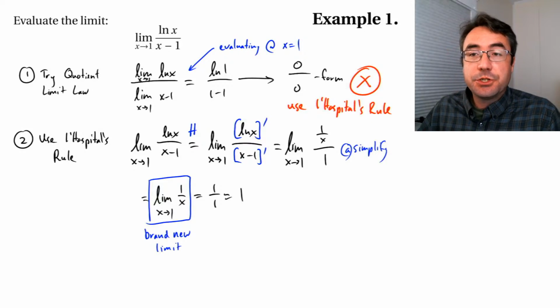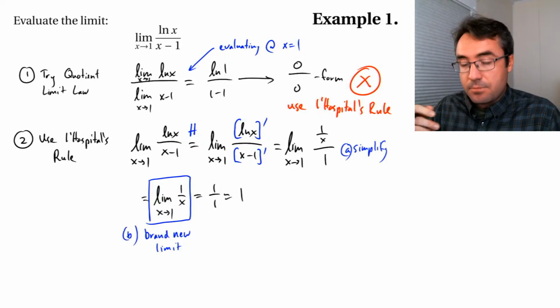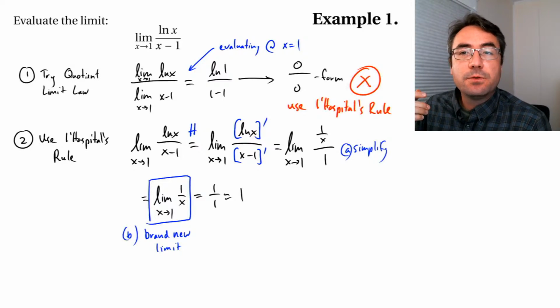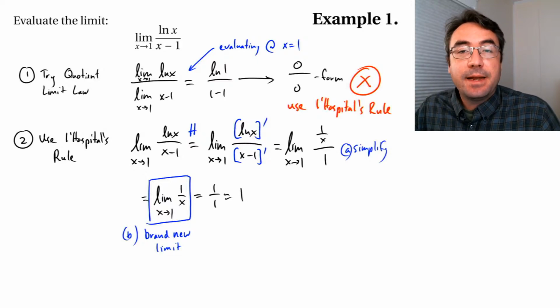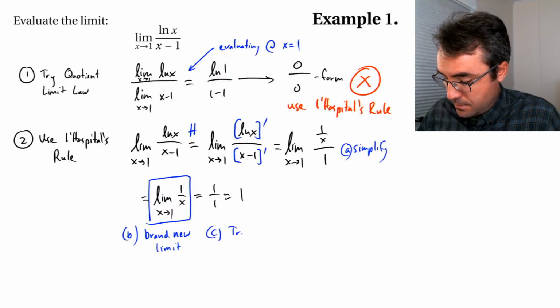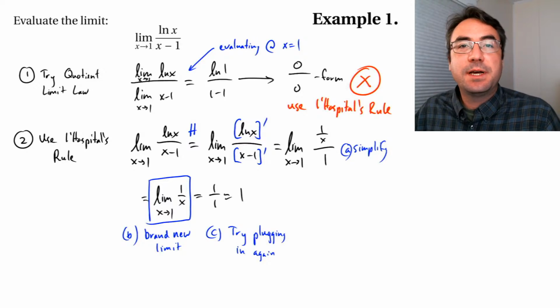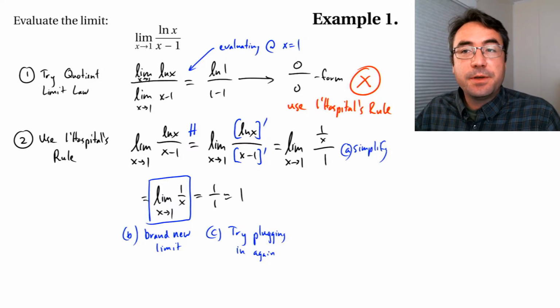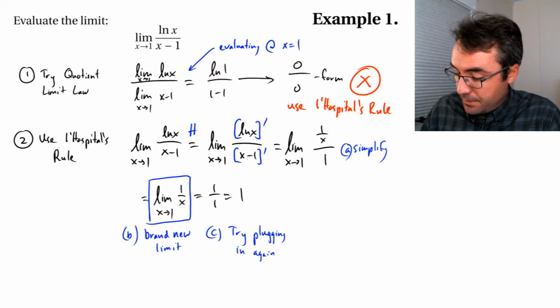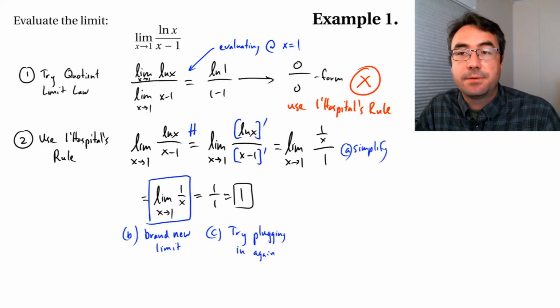And so what we should try immediately after we simplify and we have this nice shiny brand new limit, we should try plugging in and see what we get. So basically every time we apply L'Hopital's rule, once you're done with the derivatives, try plugging in to see what you get. And if you get a number like we do here, well then there it is. That's your answer.